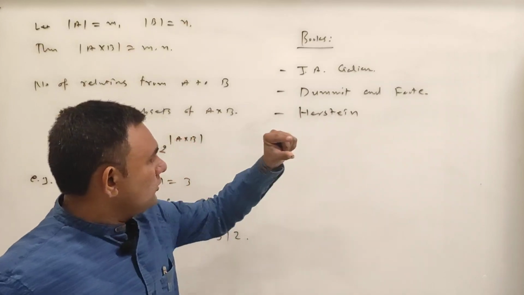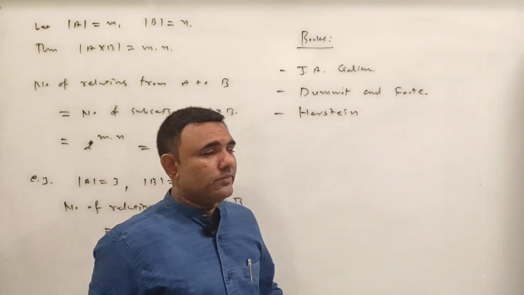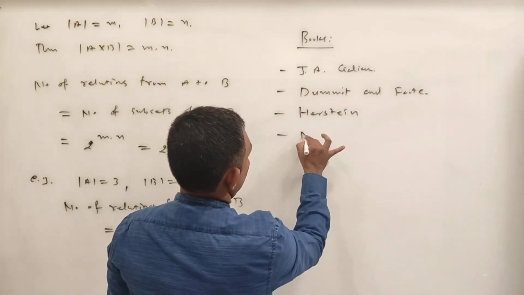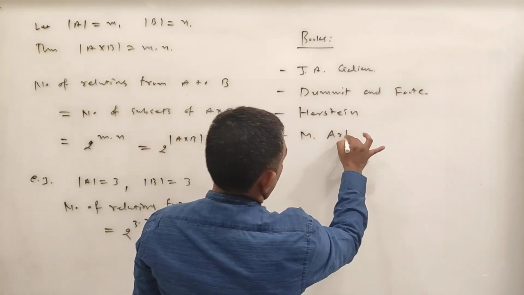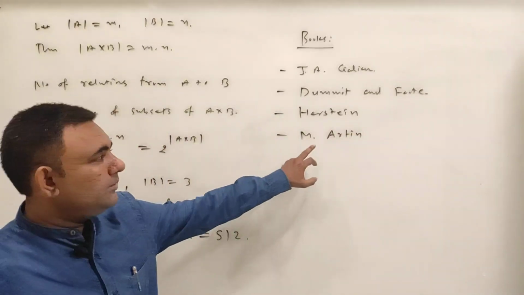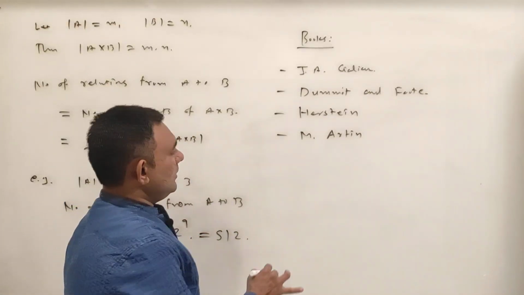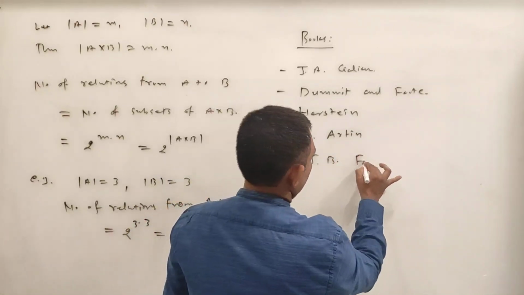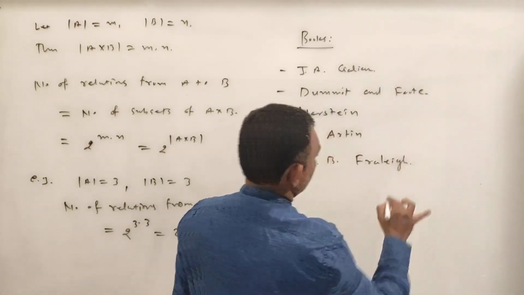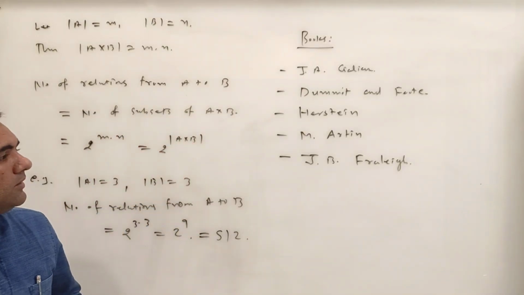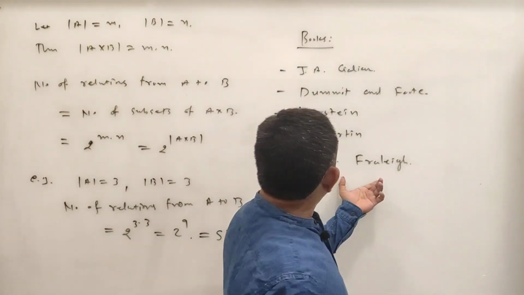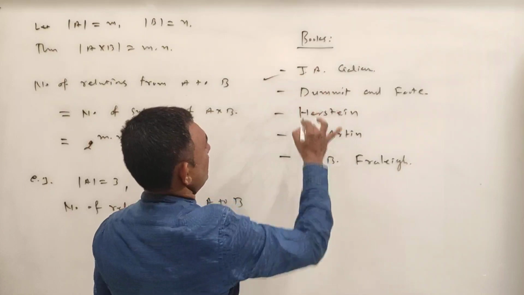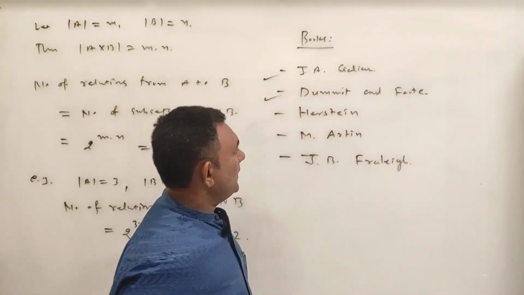ये छोटी सी बुक है, लेकिन इसकी लैंग्वेज थोड़ी टफ है as compared to Gallian. Then you can go for M. Artin, Michael Artin. ये भी अच्छी बुक है. And you can go for J.B. Fraleigh. J.B. Fraleigh is a very nice book, but if you want to really start, then you can start with Gallian or Dummit and Foote.